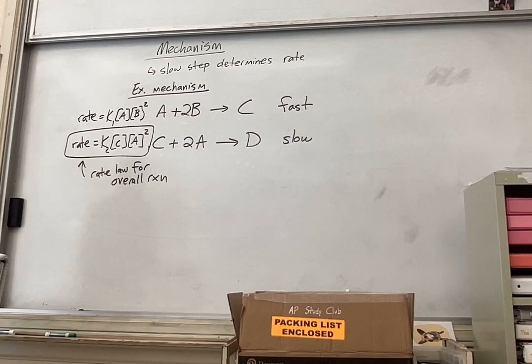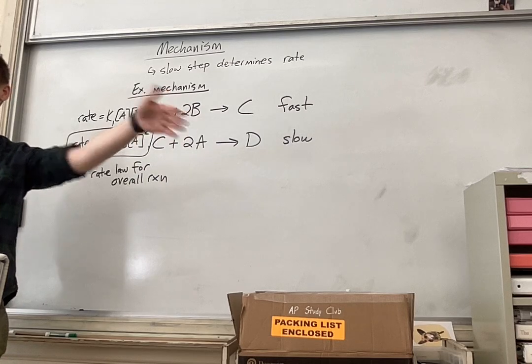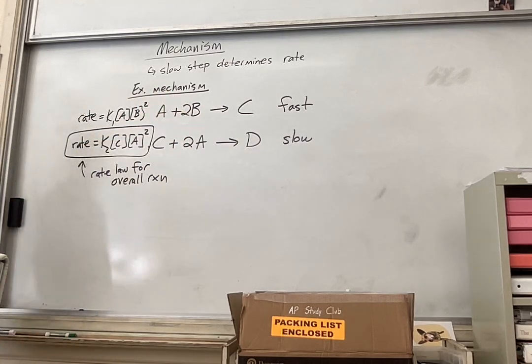It's like if you're walking down a narrow hallway and there's someone walking really slow in front of you. You can't pass. Their pace determines the pace for the whole thing. It limits the rate.